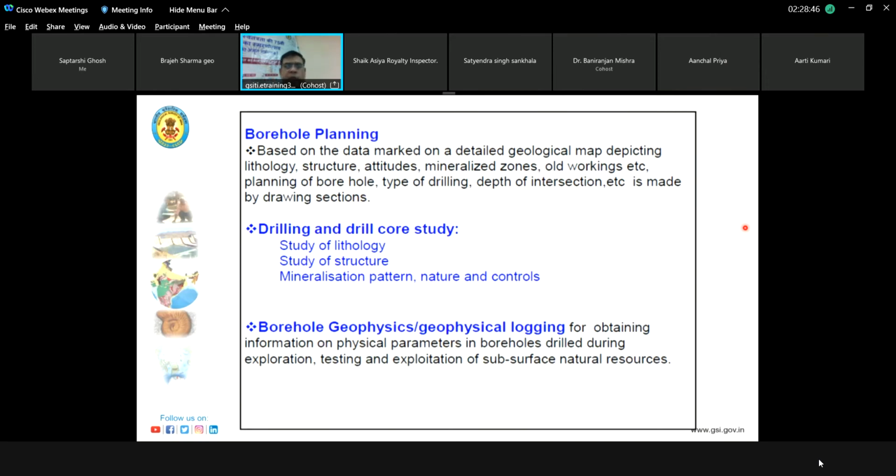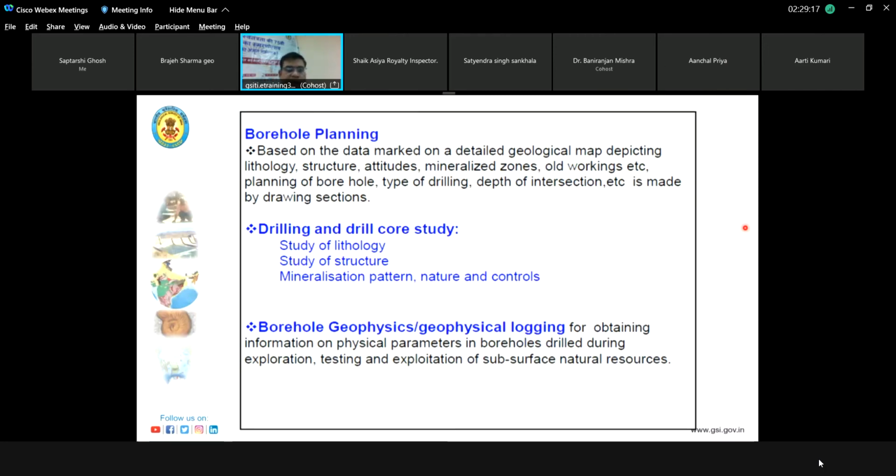Then borehole planning. Based on data marked on the detailed geological map depicting lithology, structure, attitudes, mineralized zones, and workings, we have to delineate the body of the mineralized zone: the strike length on the surface, the width, and its depth, up to which depth it may go. Then different intersection drawings will be there. If we put a borehole at this angle, then at which depth we will encounter the mineralized zone.